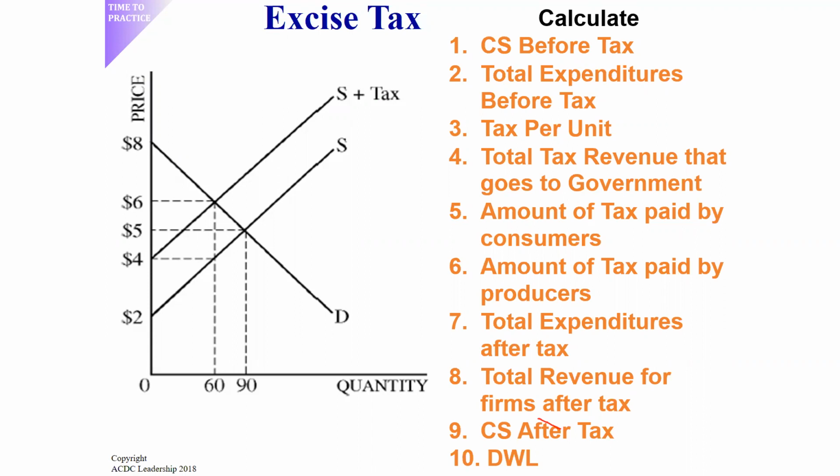Total expenditures before tax. Remember, again, total expenditures is price times quantity. So the price is 5. We sold 90. That's 450. That's total expenditures pre-tax.